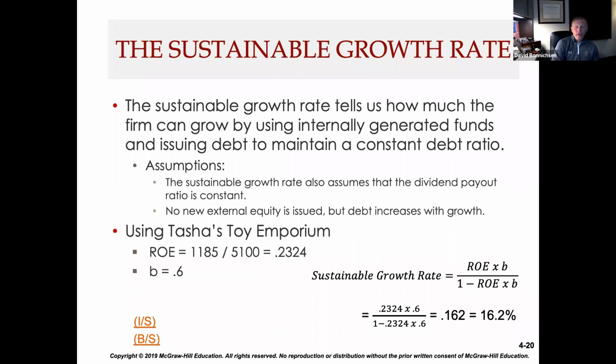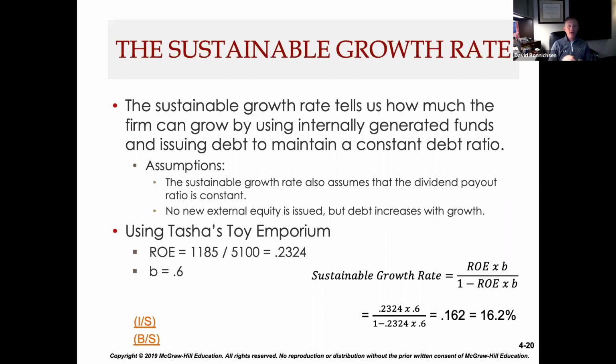Now, we have the sustainable growth rate. This tells us how much we can reasonably expect to grow using the funds that we generate internally, as well as going out into the capital markets to secure financing for the business under a constant debt ratio. That means debt to equity, total debt to total equity. So in this case, we're looking at return on equity, not return on assets.